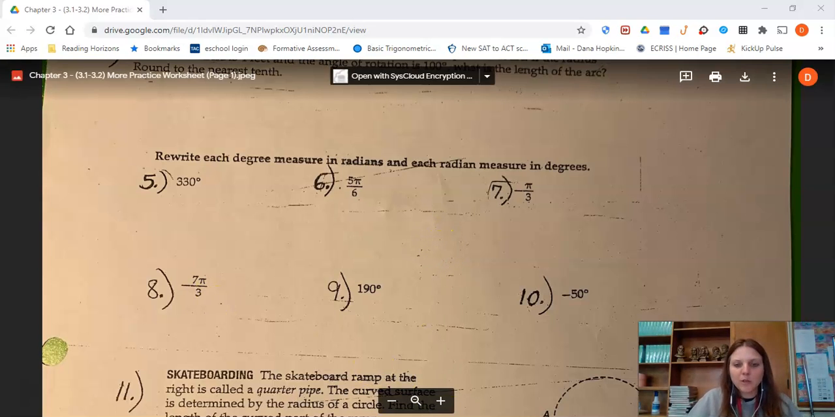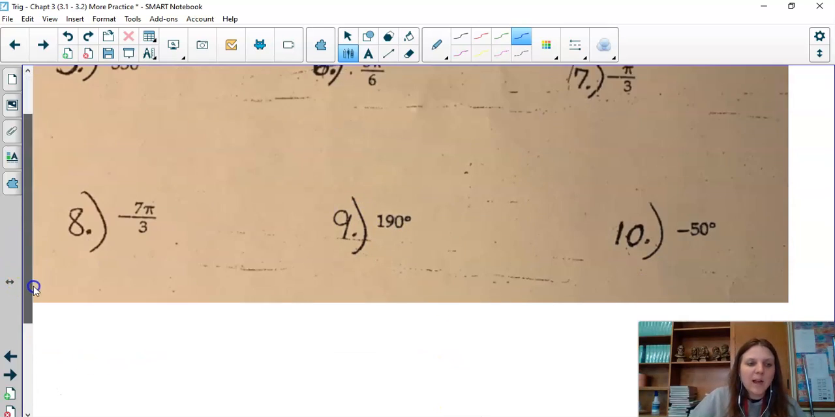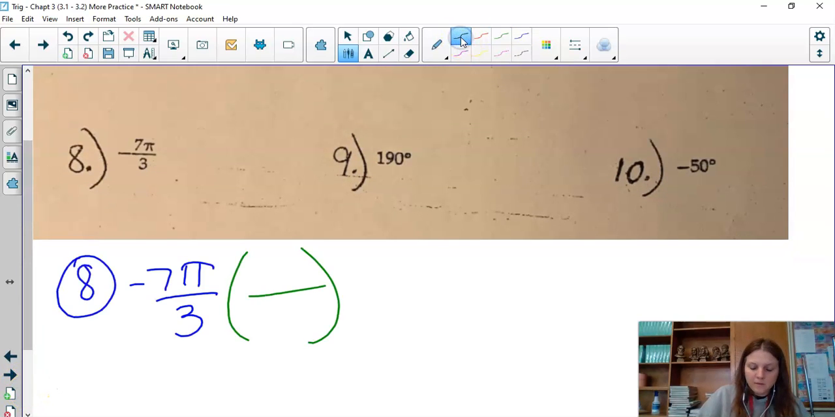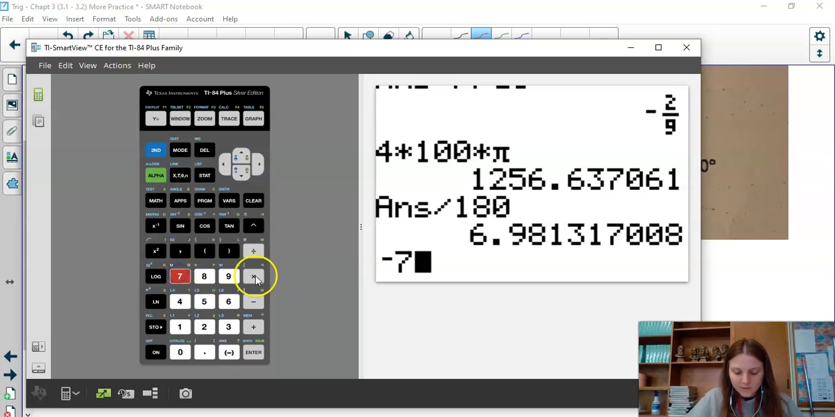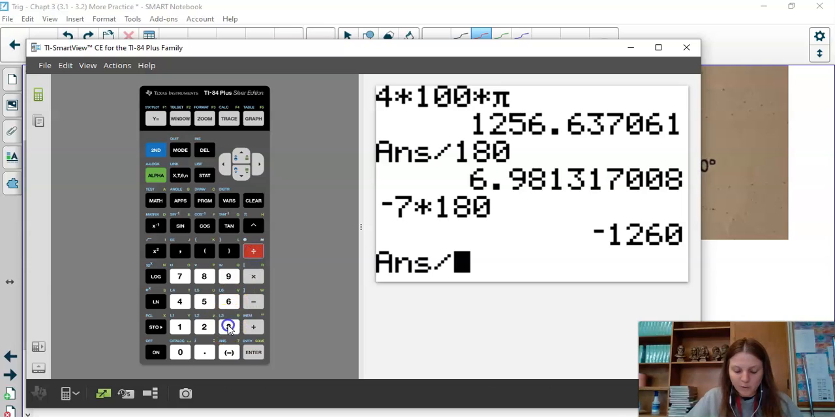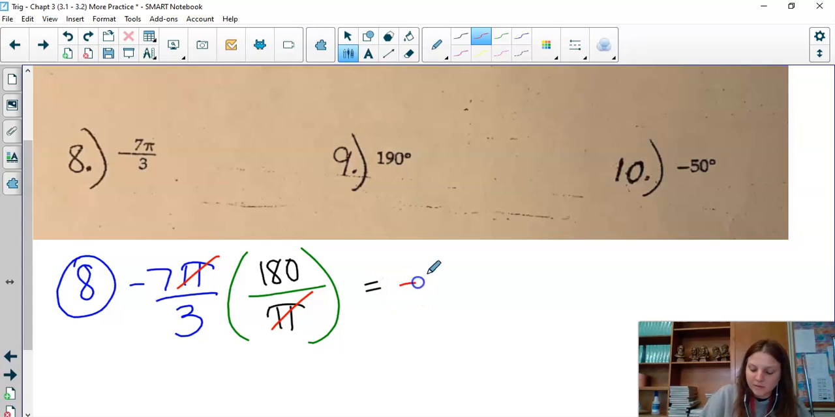So we're looking at question number 8, and it says negative 7 pi over 3. Okay, so let's copy number 8 onto the paper. So I need to get rid of the pi, so I'm going to put the pi at the bottom, 180 at the top. Pi is going to cross out. So here's what you're left with. Negative 7 times 180. Hit enter, and then divide by 3. So negative 7 times 180. Hit enter, and then I'm going to divide by 3. So that gives you negative 420 degrees.